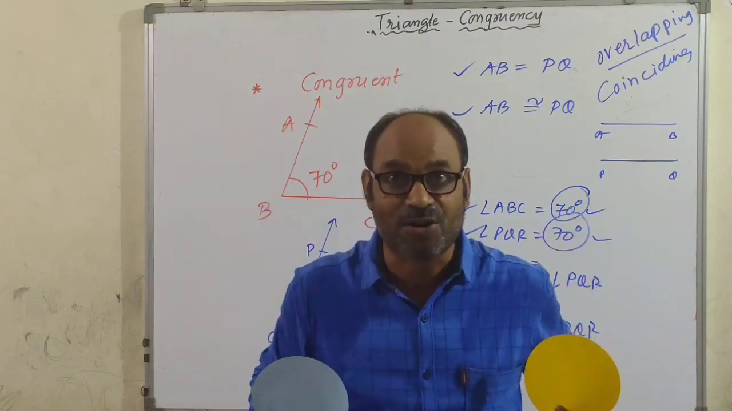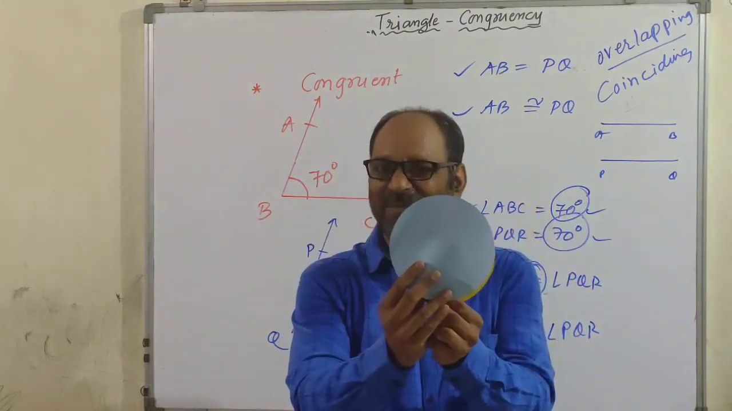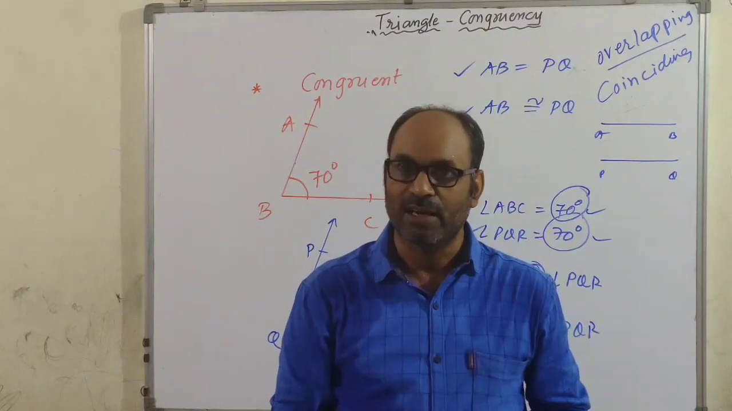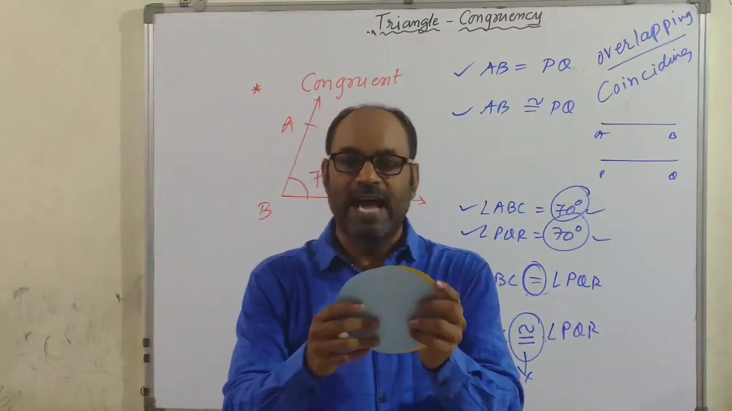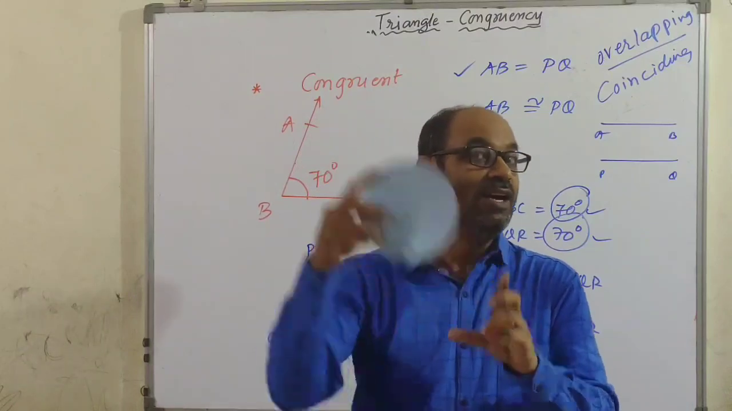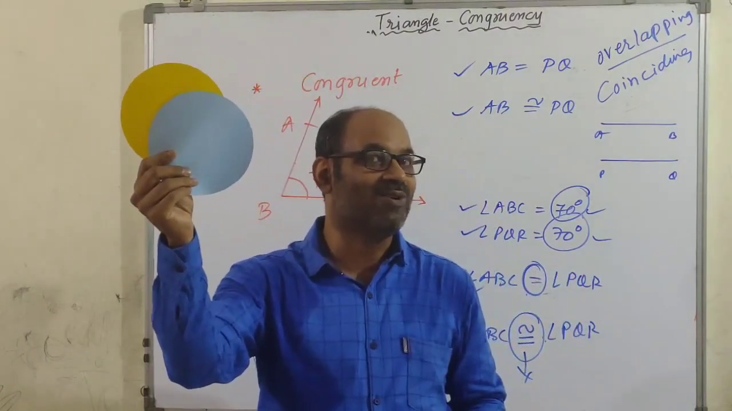Which measure are you talking about? Their diameters are equal. So they are coinciding. Their radii are equal. Let's talk about diameter. So the diameters of these two circles are equal. So they are congruent.